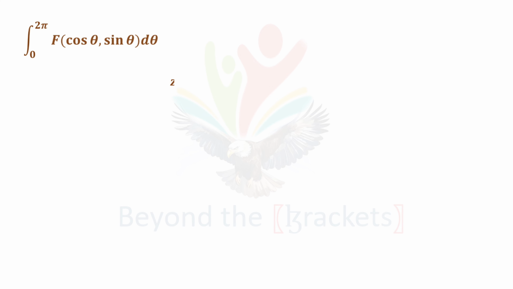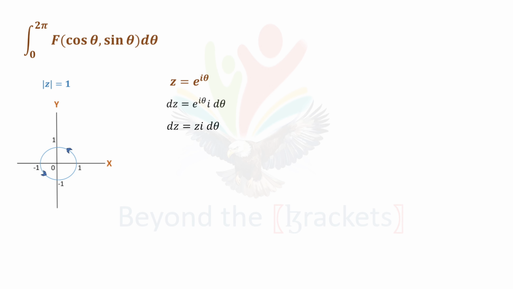We take z = e^(iθ). For integrals involving sin θ and cos θ over the interval 0 to 2π, the substitution z = e^(iθ) traces the unit circle |z| = 1 once in the anticlockwise direction. Differentiating with respect to θ, we have dz = e^(iθ) · i dθ. Substituting z for e^(iθ), this is dz = iz dθ, which implies dθ = dz/(iz).